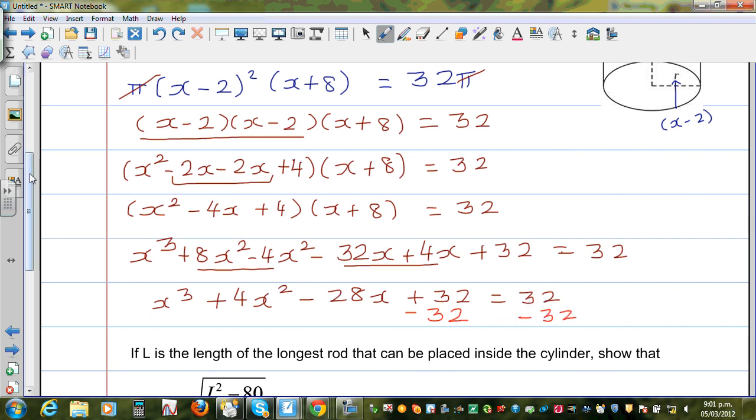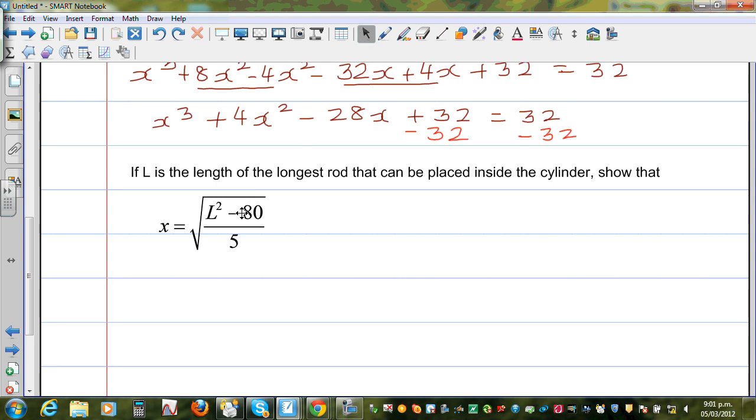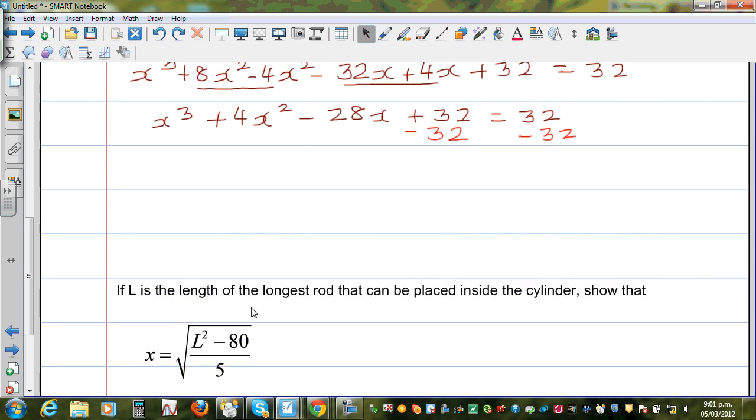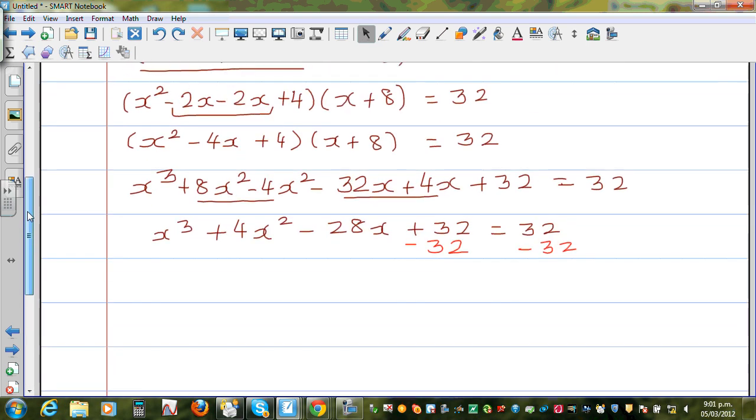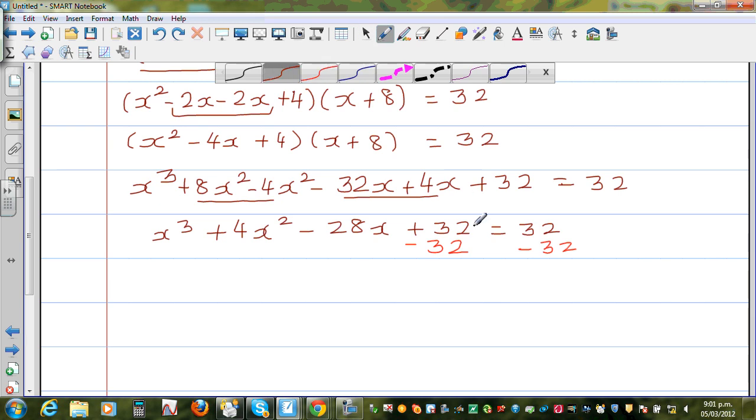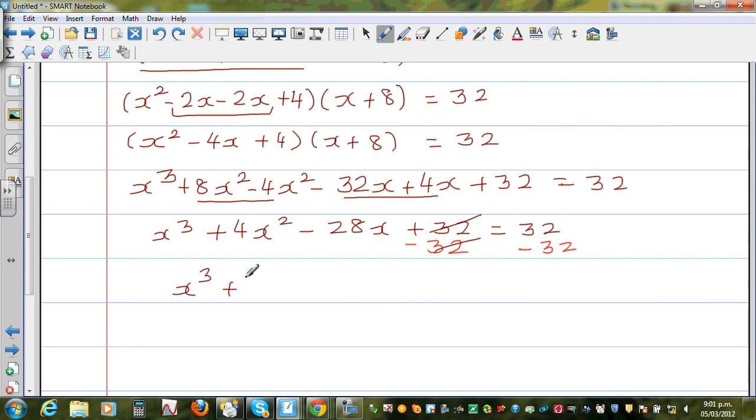Let me scroll this down. So this and this get cancelled, and you've got x cubed plus 4x squared minus 28x is equal to 0. What can you factor out? You can factor out an x. So you've got x times x squared plus 4x minus 28 is equal to 0.